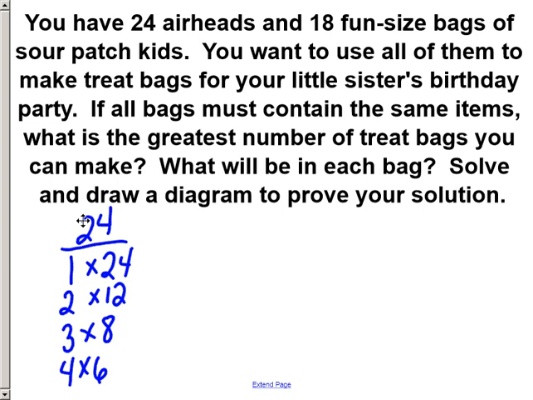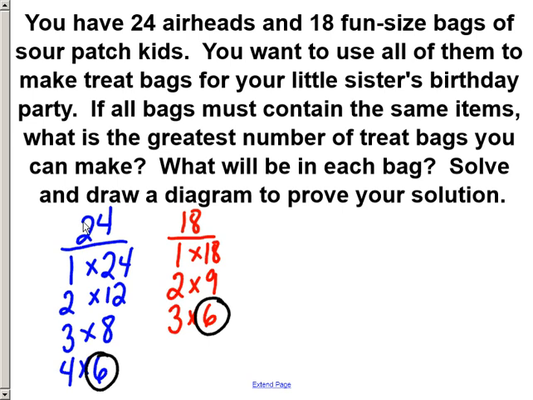And it might be helpful to think about, well, what about for the Sour Patch? Well, for the Sour Patch, I could do 1 bag with 18 in each bag, or 2 bags with 9 in each bag, or 3 bags with 6 in each bag. Or I could do 6 bags with 3 in each bag, 9 bags with 2 in each bag, or 18 bags with 1 in each bag. If I look at this really carefully, I'm going to notice that the greatest number of bags I can do is 6 bags. I can do 6 bags because that's the biggest number that goes into both 24 and 18.